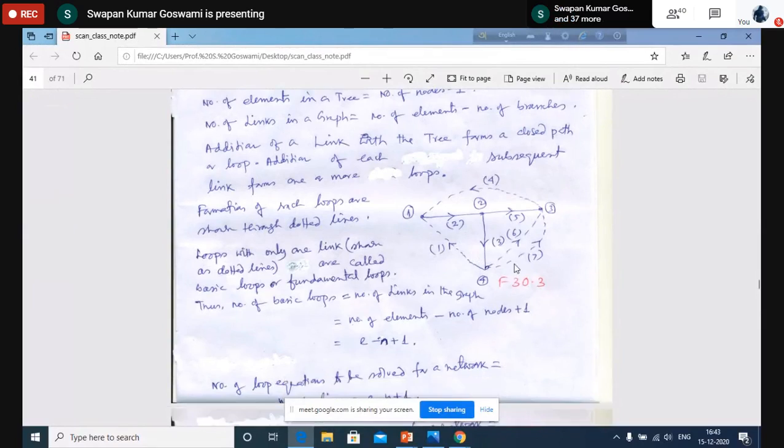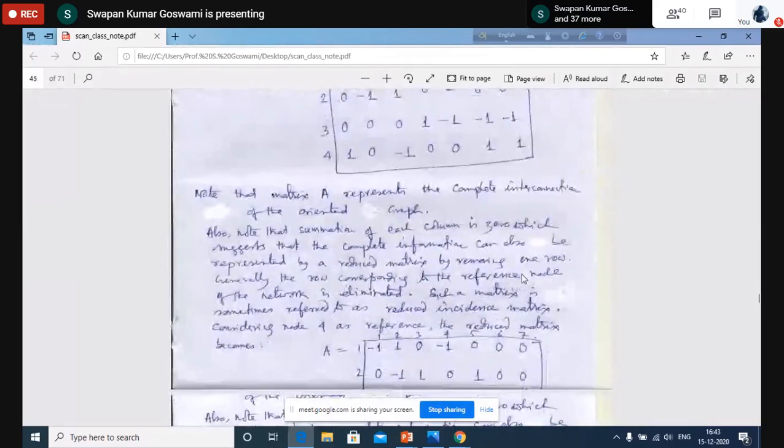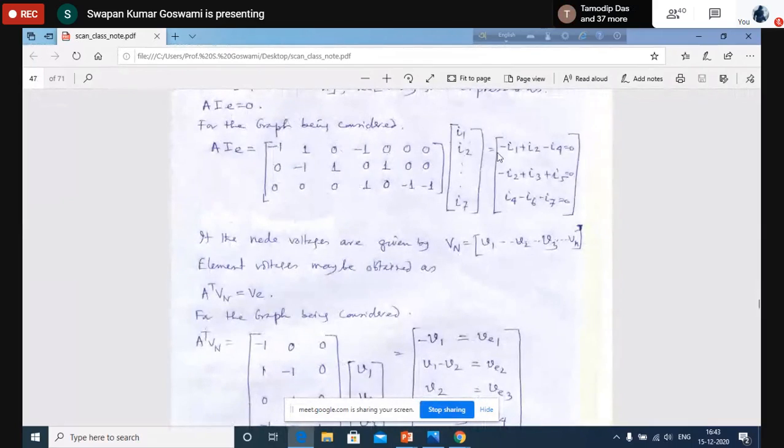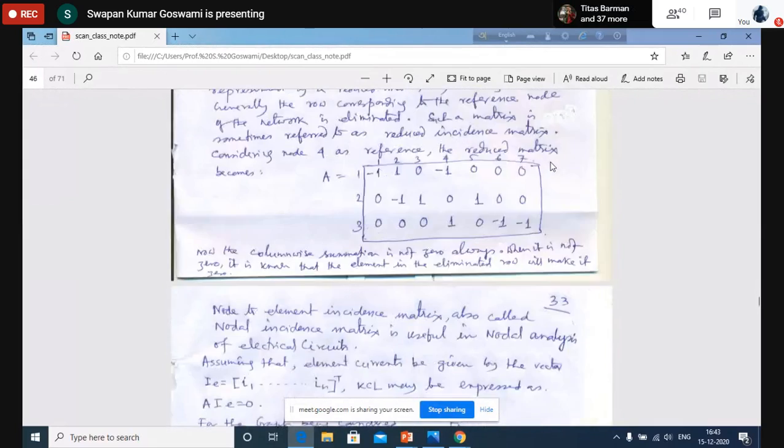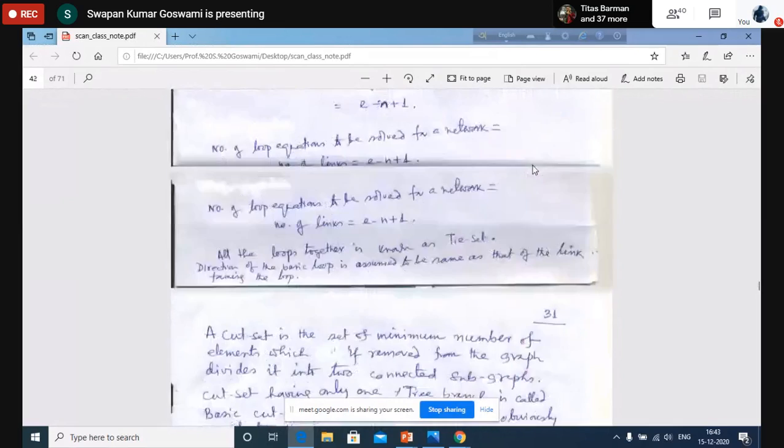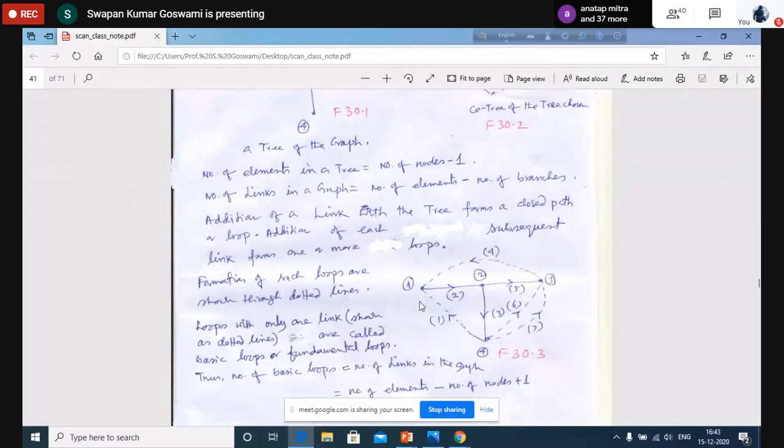So what was the result? It was minus I1 plus I2 minus I4 at node 1. What does it mean? Minus I1 is the current entering, then plus I2 is the current outgoing, and minus I4 is the current incoming to this node. So the summation of minus I1 plus I2 minus I4 means the sum of all currents terminating at node 1, or the sum of all currents meeting at node 1. Obviously, according to Kirchhoff's current law, this is equal to 0.